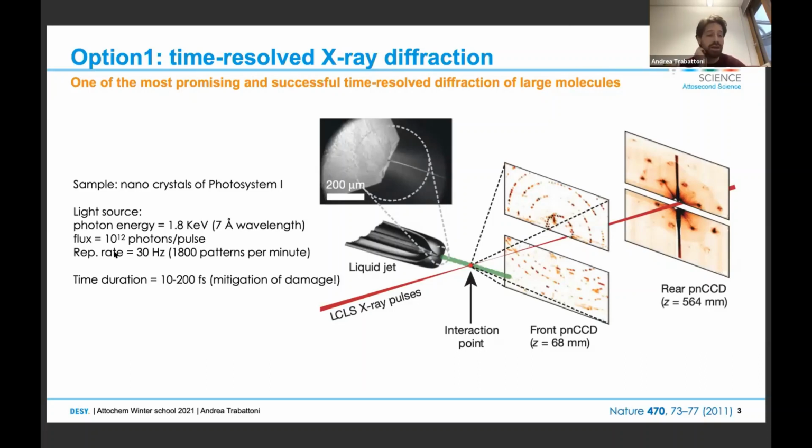That means that they could acquire 1,800 patterns per minute. And the key point is that the duration of the pulses was in the femtosecond regime. They were scanning between 10 and 200 femtoseconds. This was good not only to guarantee temporal resolution, but also because if we give the protein such a huge amount of energy, you want to image it before it gets destroyed. So the femtosecond resolution was also really important to mitigate the damage and try to image the protein in the first instance of interaction. Good.